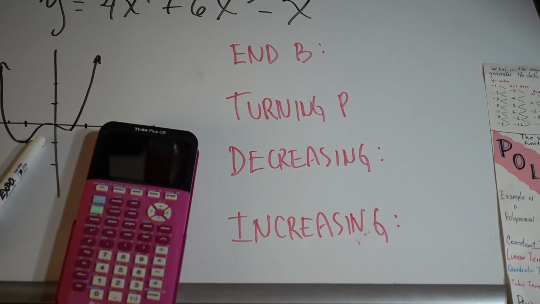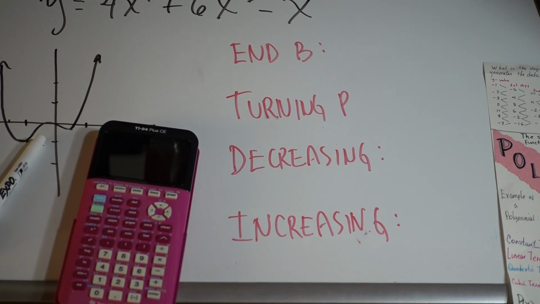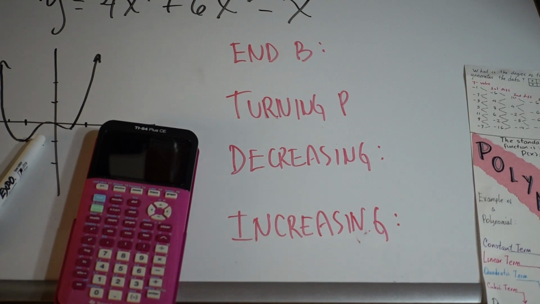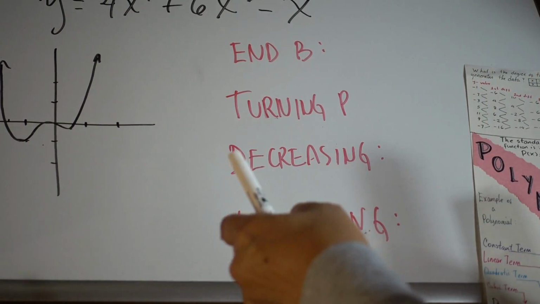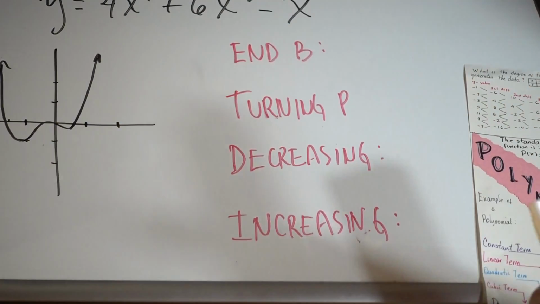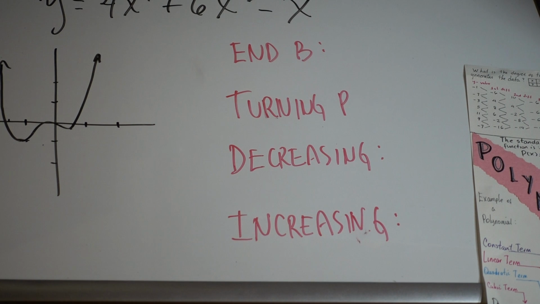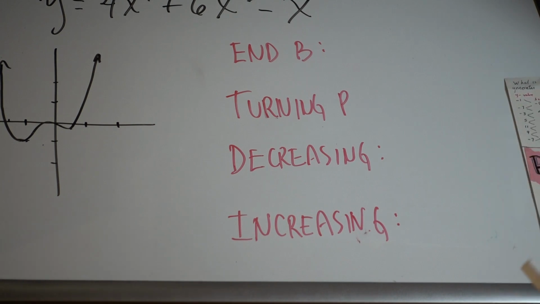I'm going to review real quick the problem that I solved yesterday in class, where you have to find the end behavior of the polynomial, the turning points, and find in what intervals from the x-axis the graph is decreasing or increasing. So this is what we have.